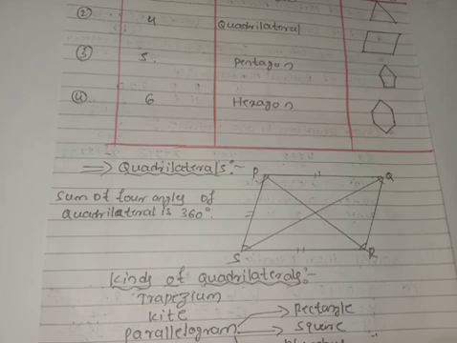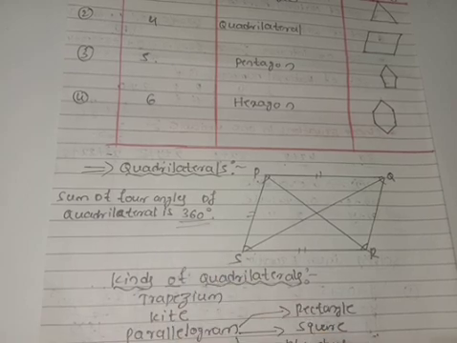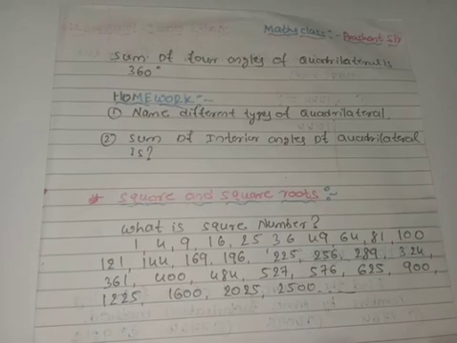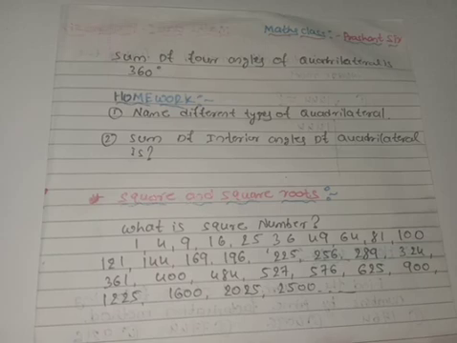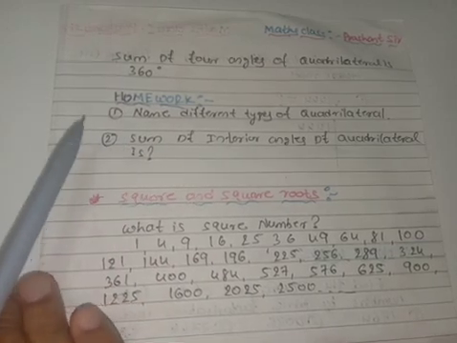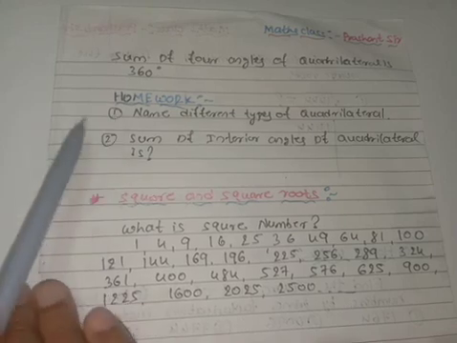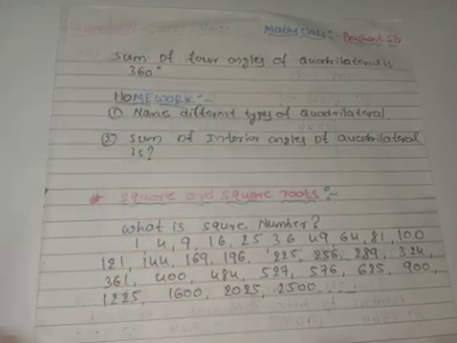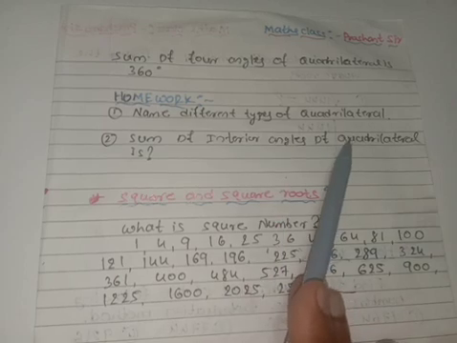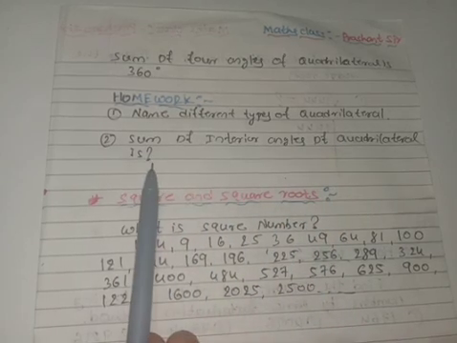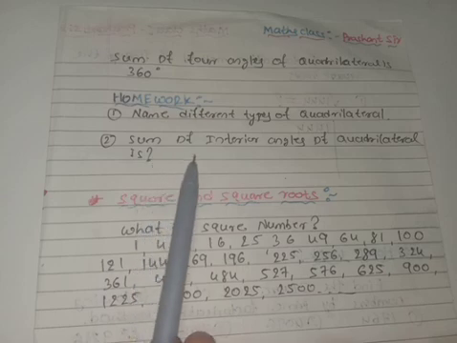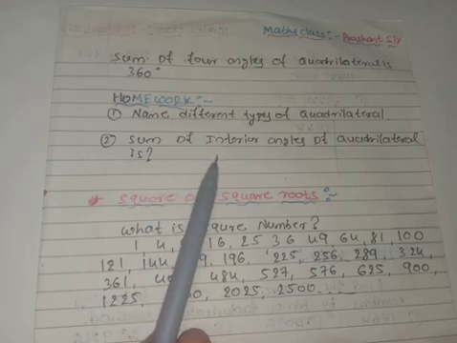And the sum of the 4 angles of a quadrilateral is 360 degrees. That is very important. The kinds of quadrilaterals, means the types of quadrilaterals, are trapezium, kite, and parallelogram. And under parallelogram you have the rectangle, square, and rhombus. Namely, the sum of the 4 angles of a quadrilateral is 360 degrees. Observe here some homework on the understanding quadrilateral chapter. Name the different types of quadrilateral, and what is the sum of the interior angles of a quadrilateral? We have to answer these questions in your bridge course notebook, dear students.